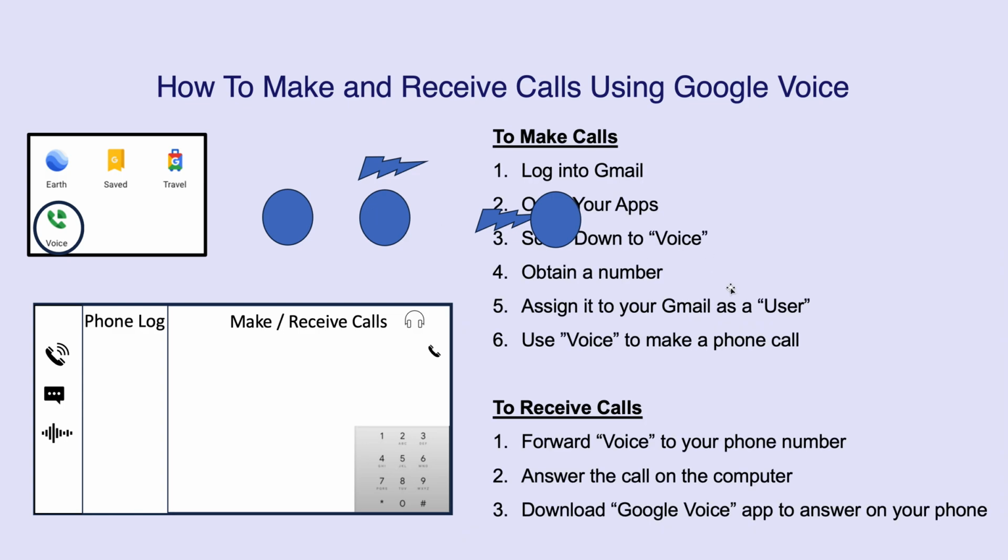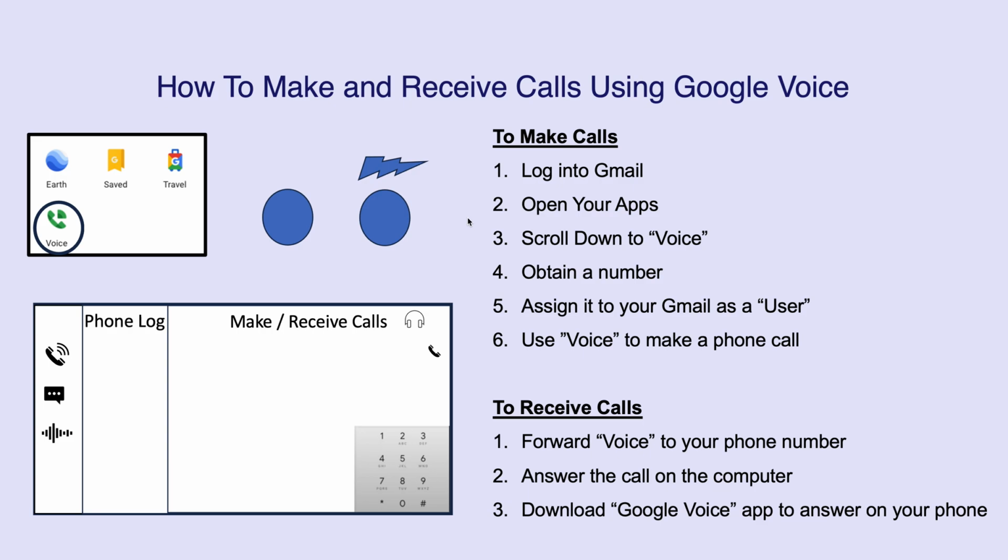So in summary, to make calls, log into your Gmail, open up your apps, scroll to Voice, and obtain a phone number. Assign it to your Gmail as a user that you'll see in the account, and it'll also help you with a step-by-step. Then you can use Voice freely to make a phone call just like any other phone.